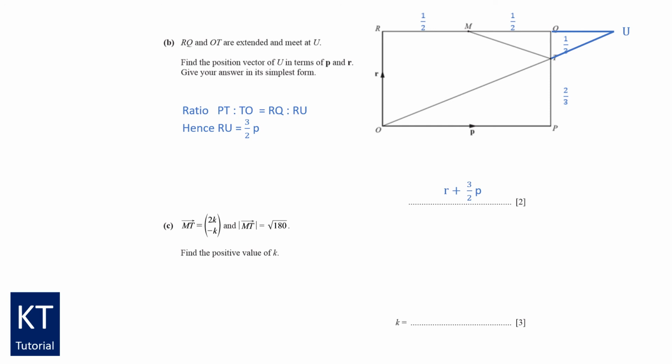Next, with MT having the vector (2k, -k), and its magnitude being root 180, find the positive value of k. The information can be used to set up the Pythagoras formula, then solve for k.